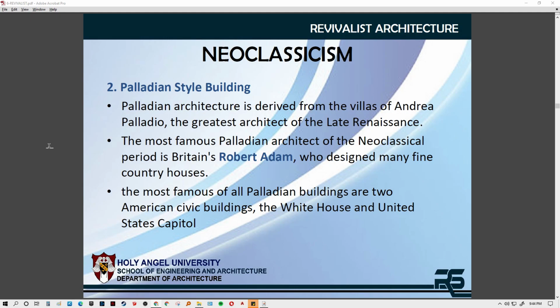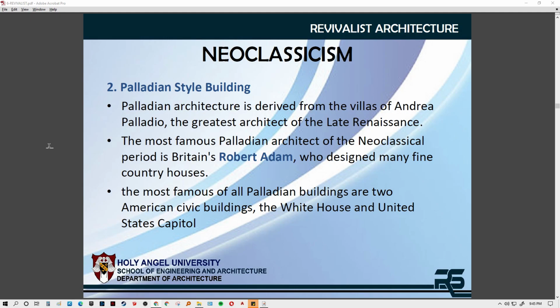One of the leaders of this style is Robert Adam from Great Britain. He is the most famous Palladian architect, and this style of architecture is mostly used in residences or country houses, and also with civic buildings, the capitals, and the White House.